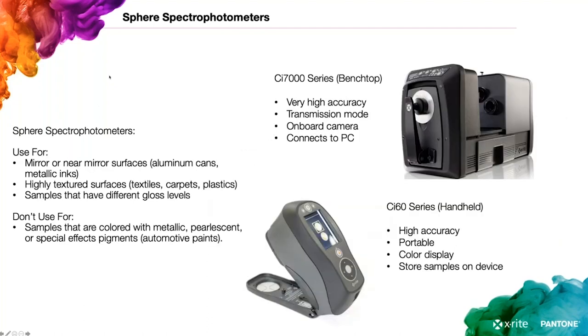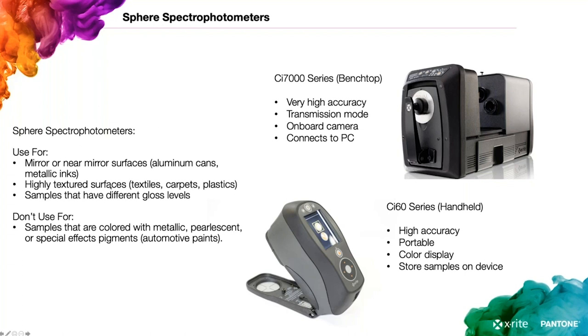So sphere spectrophotometers are good for mirror-like surfaces. Think aluminum cans or metallic inks. All of your aluminum cans that you drink out of, the water, the beer, the Pepsi, Coke, they're all measured with a sphere device because the light is captured. If you think back to a 45-0 case, if you shine an angled light at 45 degrees, most of the light will go off at 45 degrees and it won't get collected by the sensor.